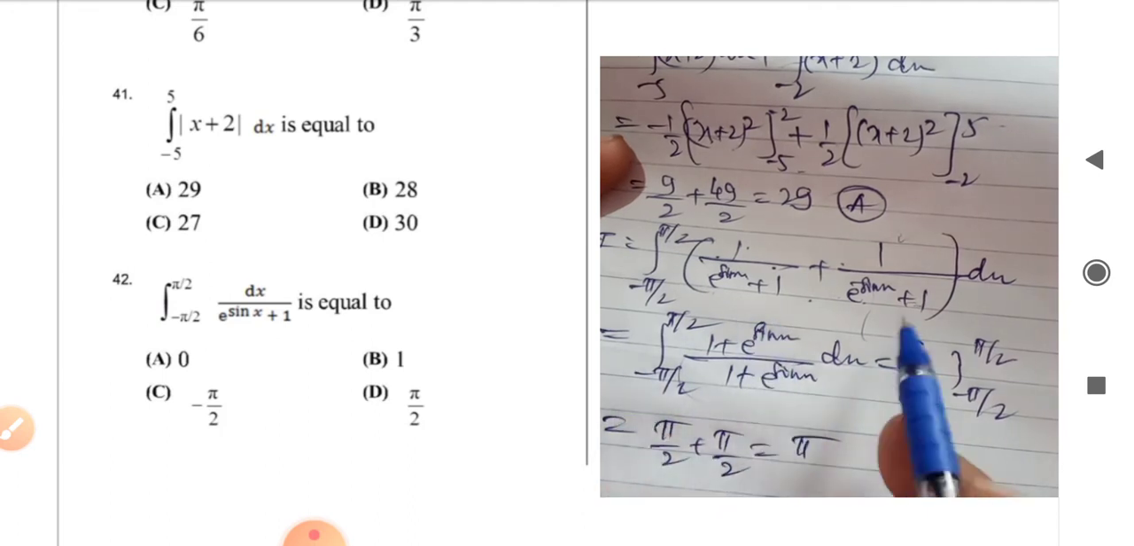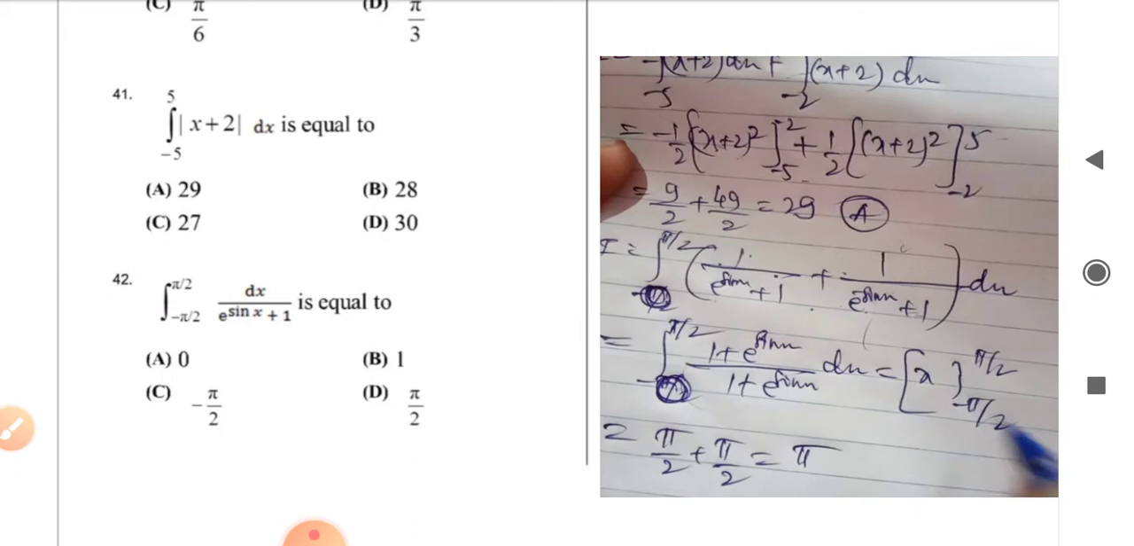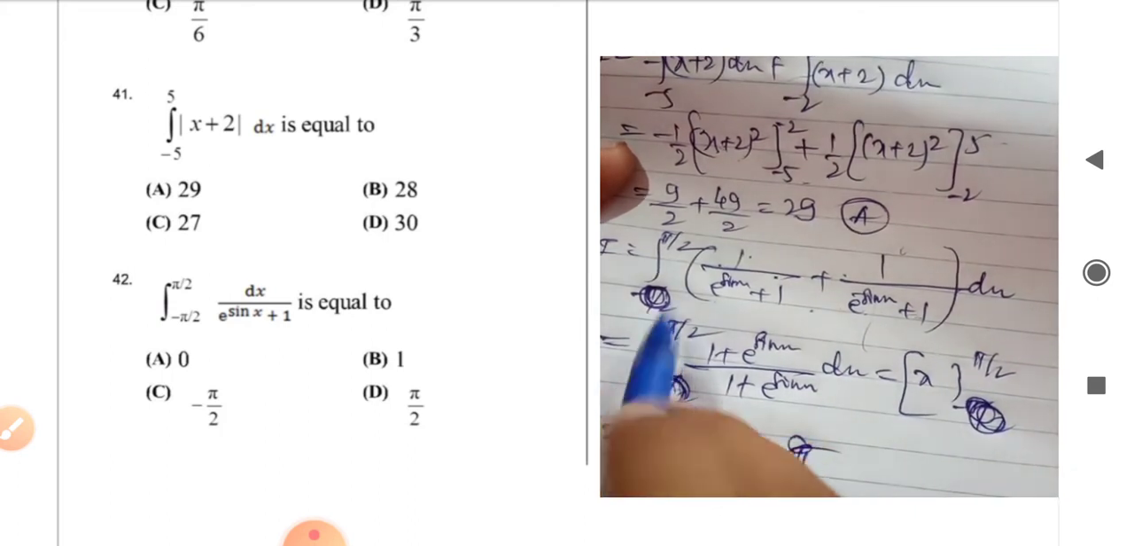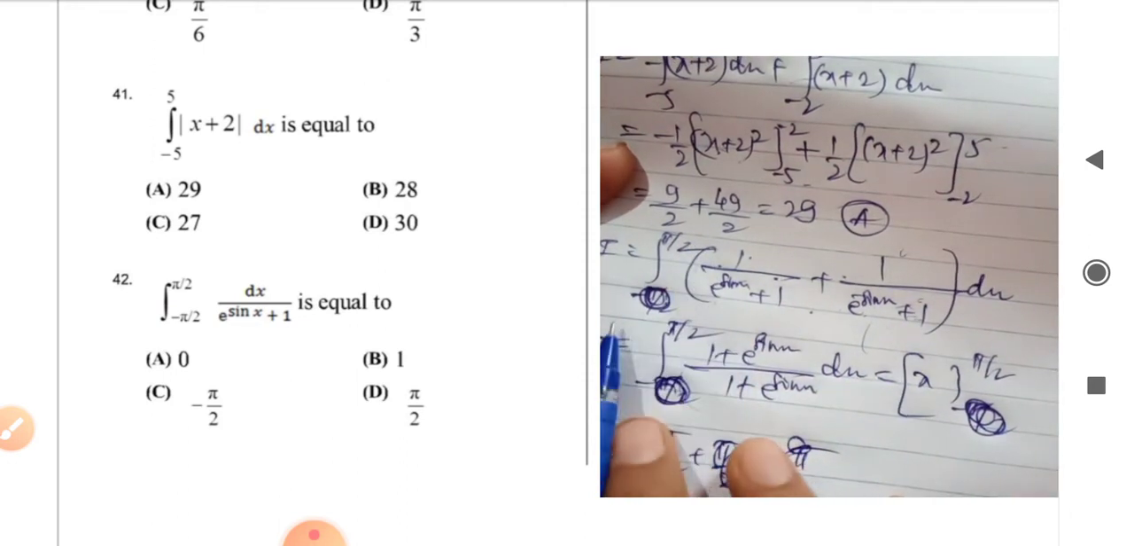when I write like this it should be 0 to pi by 2, 0 to pi by 2. I'm very sorry for this. So this is pi by 2. Whenever you take f of x plus f of minus x like this, it should be split as half the interval, 0 to pi by 2.